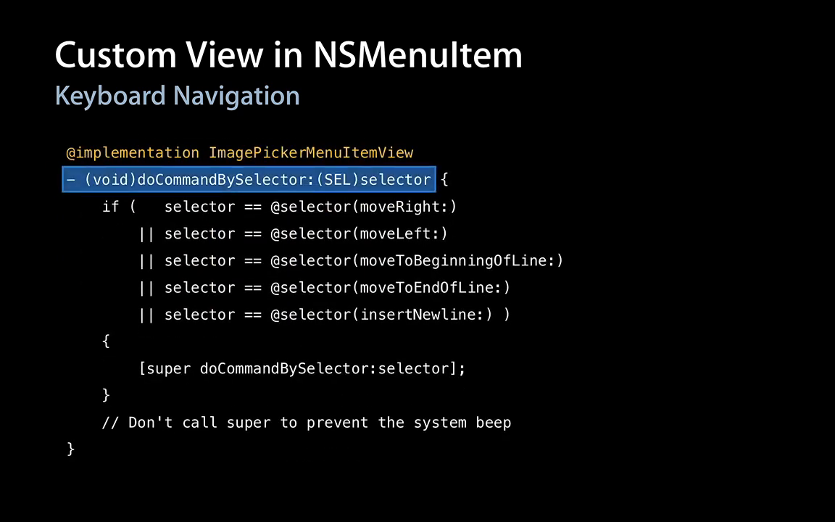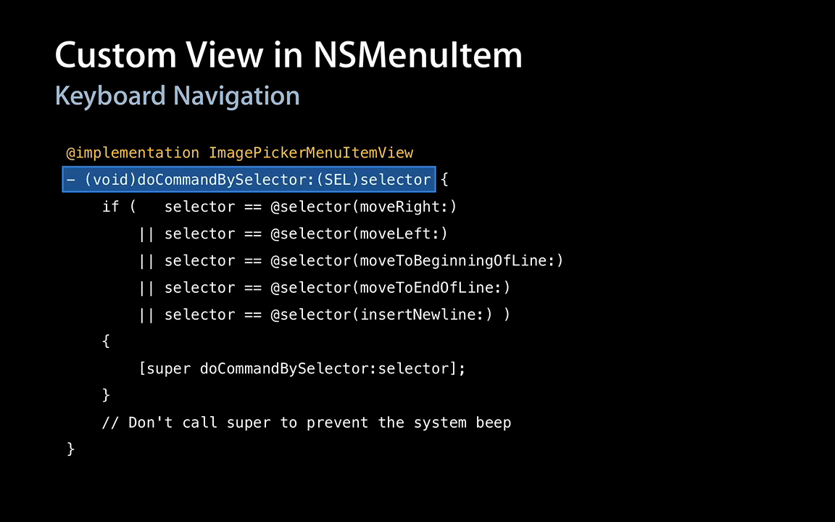Now, the way key bindings actually works when you call interpret key events is that once it figures out what the command is that it wants to send for an action, it calls do command by selector on your view. By default, the implementation will determine if your view responds to the selector. If it does, it will call that. If not, it will route up the responder chain appropriately. And if it goes all the way to the end of the responder chain and nobody has responded to it, you will get the system beep.